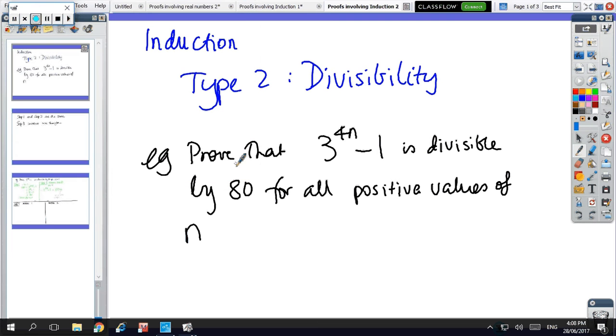Okay, so we're looking at our next induction type. The first type we did was sums. The next type is divisibility. And again, some of the steps are the same. The last step is a little bit different.